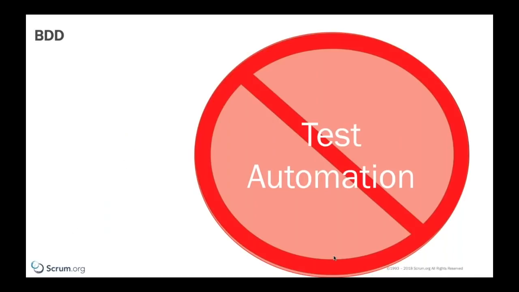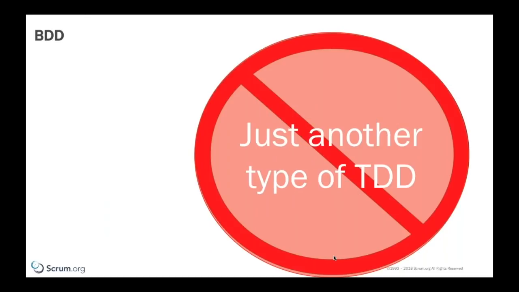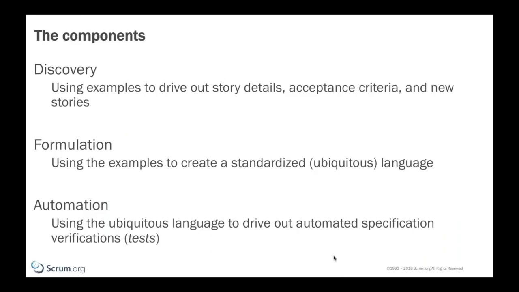Behavior-driven development is not testing automation. It's not used after the code is produced. It's not just another type of test-driven development. It's not just technically focused. It is discovering examples, discovering new details of the story. It is taking some of those details and writing them out in a ubiquitous language that more people can understand. It's taking some of those ubiquitously described examples and automating them.